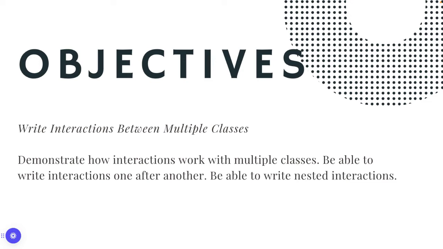Then we're going to write interactions between multiple classes. So what we mean by this is we're going to demonstrate how interactions work with multiple classes. We're going to be able to write interactions one after the other, and be able to write nested interactions. And what I mean by that is there are situations when we are trying to get certain data or update data where we're going to have one class call another class in order to make something happen within the system. And we want to track that path. And so we're going to do that by writing the interactions between classes.